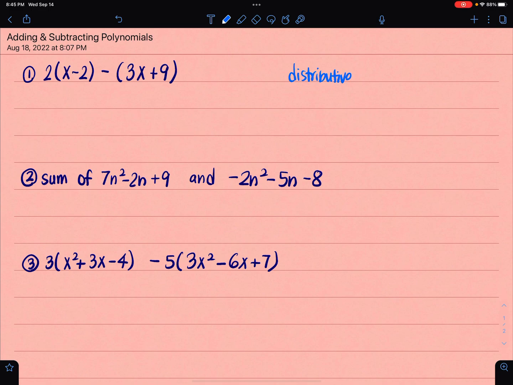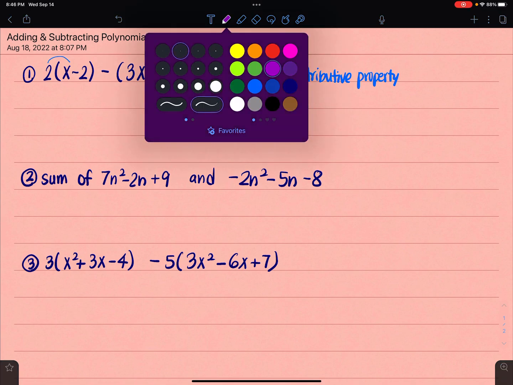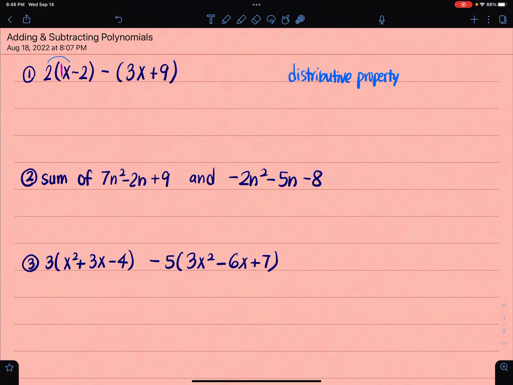So if you look at question number 1, since we have a set of parentheses, we're going to use the distributive property. So 2 times, once again, if you don't see a number, there's an invisible 1 that's hiding. So this is 2 times 1x, which is equal to 2x. Next, we have 2 times negative 2, which is negative 4. So to be very clear, when you're doing the distributive, you're multiplying. 2 times 1x is 2x. 2 times negative 2 is negative 4.